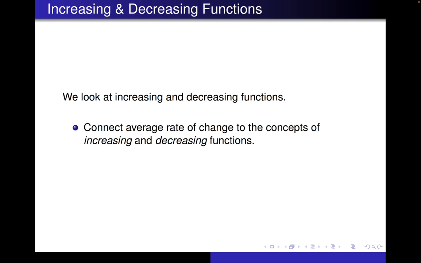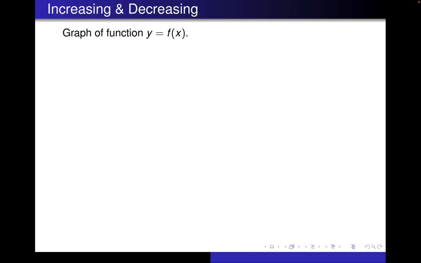Now we look at one more way that average rates of change can help us understand and interpret functions, and that is looking at the concepts of increasing and decreasing functions. So what we're going to do is connect the average rate of change to the concepts of increasing and decreasing functions. So let's think about the graph of some random function y equals f of x.